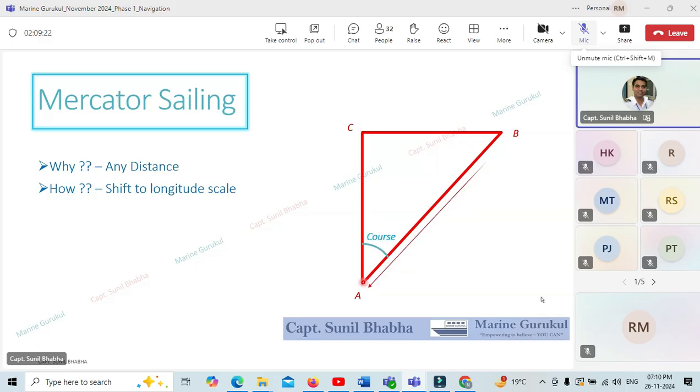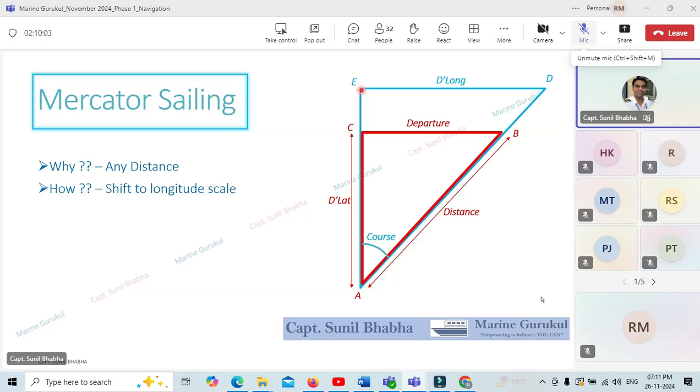Angle A is the course angle. Side AB was the distance. Side Alpha to Charlie is the DLAT. And side Bravo to Charlie was the departure. All the three sides of this triangle were measured on the latitude scale. Now, in a Mercator sailing triangle, we convert to the longitude scale. You can see this blue color triangle shown in the diagram now. This is the Mercator sailing triangle. Let us show the vertices by Delta and Echo. So Alpha, Delta, Echo is the Mercator sailing triangle.